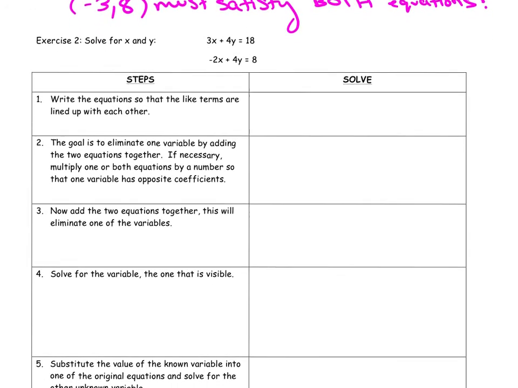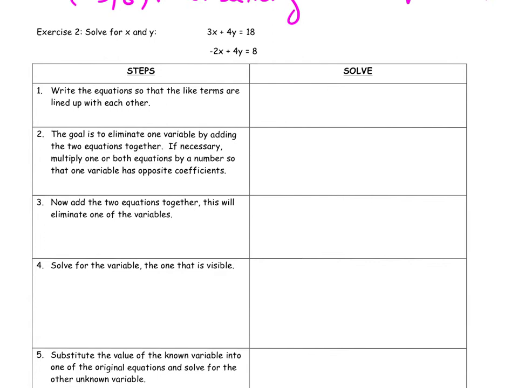Okay, let's take a look at exercise 2. So now again, here we go. Make sure that the terms line up. So these are the two equations that we're looking at. So let's make sure we have our x's line up, our y's line up, and our constants line up. So this is good. So I'm just going to rewrite my two equations. 3x plus 4y equals 18, and negative 2x plus 4y equals 8.